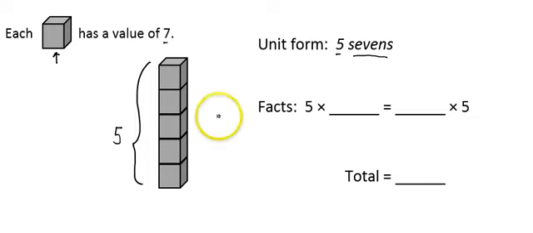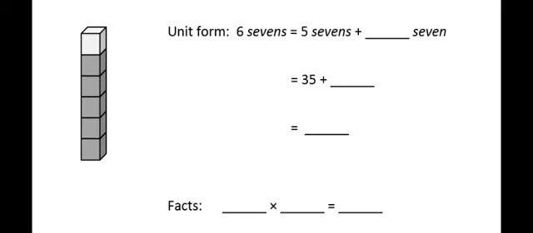To figure out the total value of my tower, knowing that each cube is worth 7, I can use the multiplication problem 5 times 7, and with the commutative property, I know it's the same as 7 times 5, for a total of 35. 5 times 7 is 35, and therefore 7 times 5 is 35. We're going to use that information to help us solve the next problem.